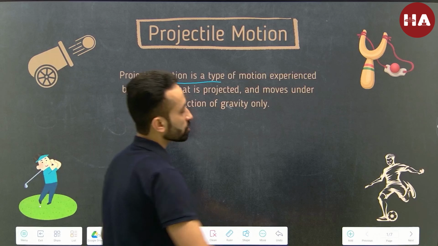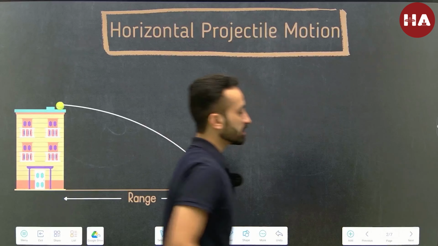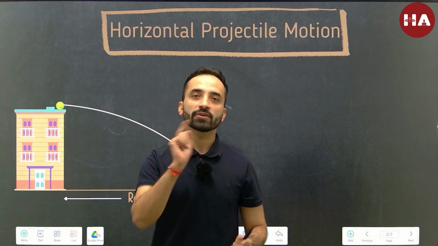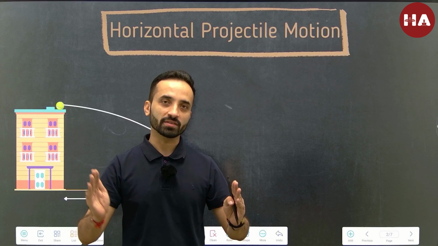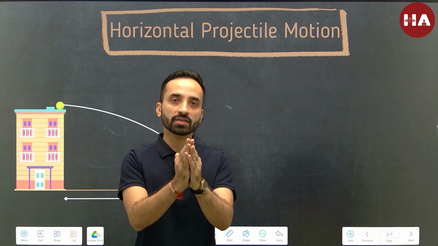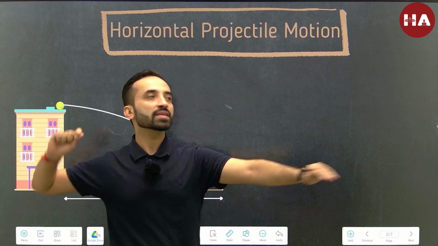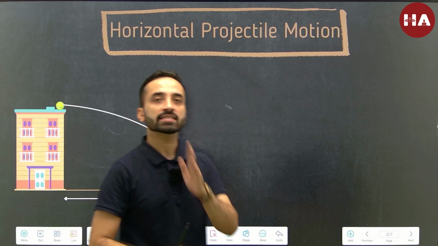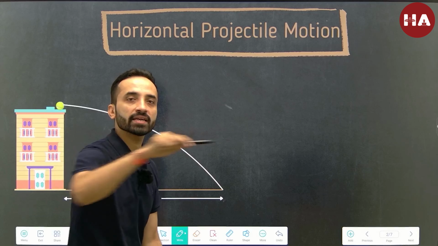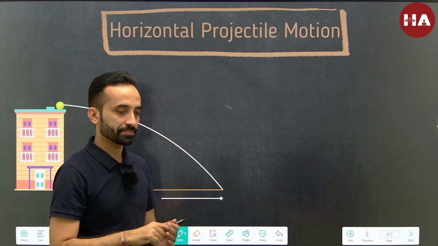Next, we will talk about projectile motion in two parts. The first part that we are going to take is the horizontal projectile motion. When I say a horizontal projectile, that means something that is projected horizontally. So the initial velocity that is imparted is entirely in the x direction.